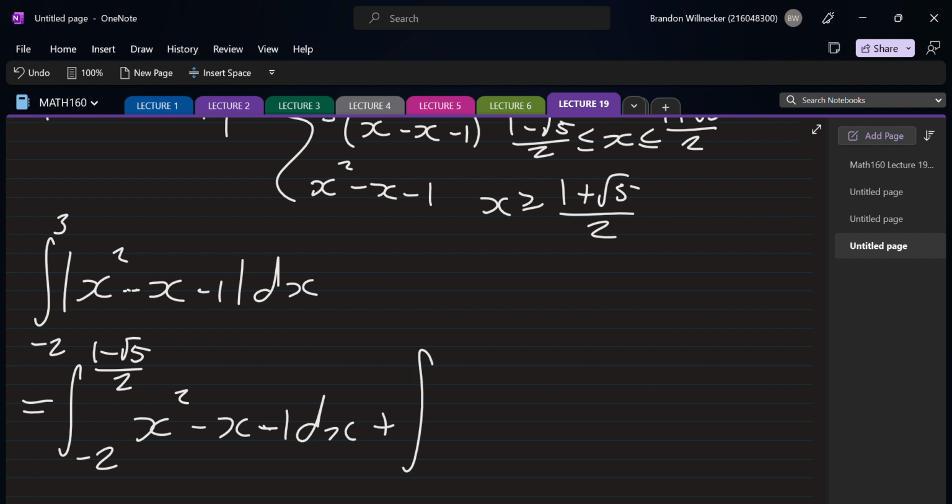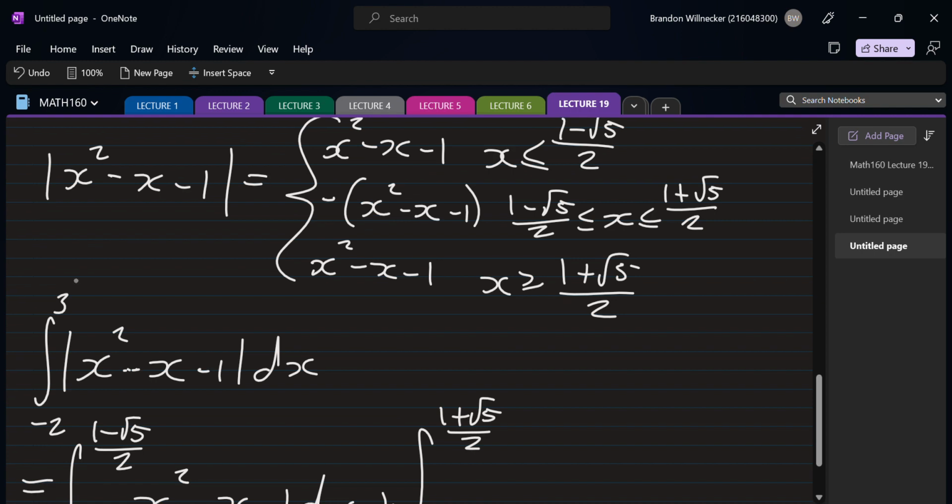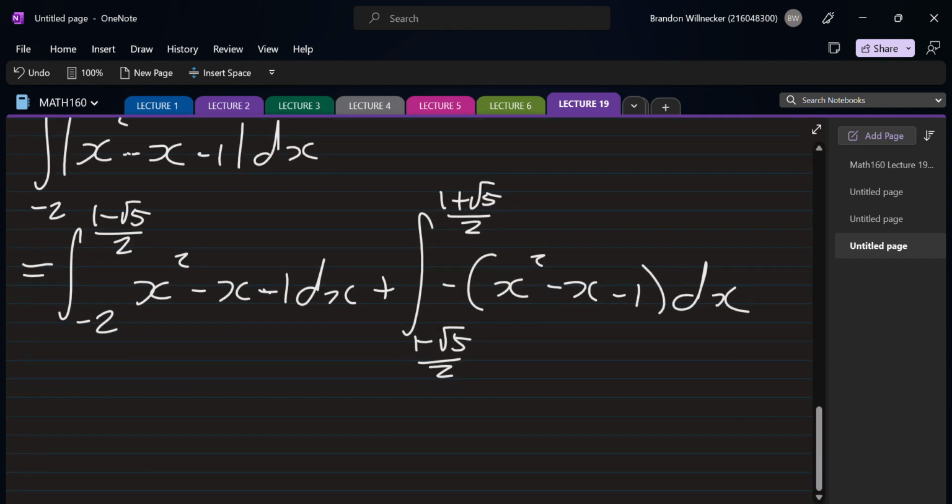Plus, and then we have to integrate over that second part. So that will be from (1 minus root 5) over 2 up to (1 plus root 5) over 2. Now, over this part, the function is negative. So we need to use that middle part with the minus sign so that the result is again positive. So it will be minus (x squared minus x minus 1). Again, the minus sign is because the function was negative, but we need it to be positive.